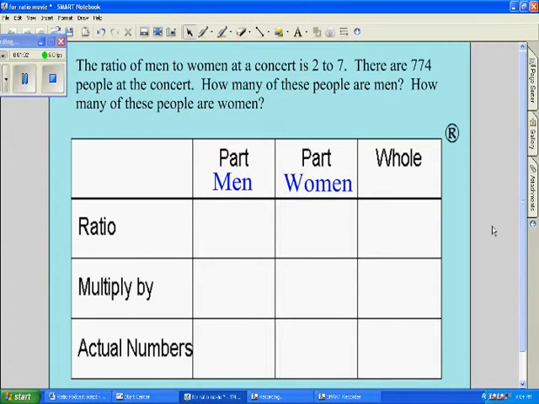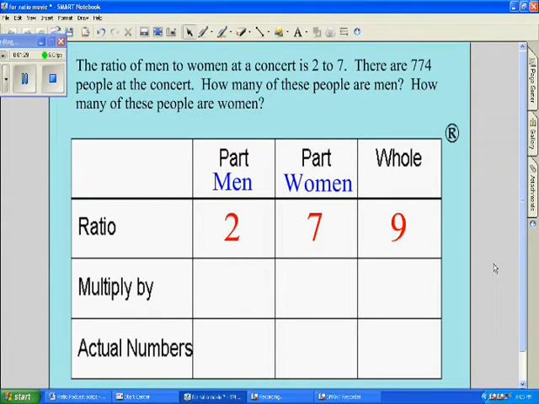Pretty simple. Then, underneath the labels, we have to write the corresponding numbers and make sure we get the right number with the right label. In this case, the ratio of men to women is 2 to 7. Make sure 2 lines up with men and 7 lines up with women. Then, very important, we're going to add the ratio numbers. 2 plus 7 is 9. So we put that 9 in the third column underneath whole.